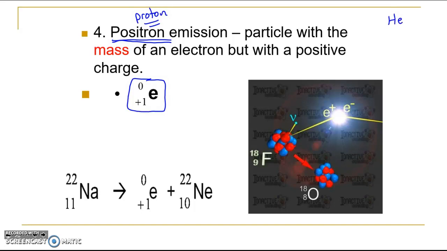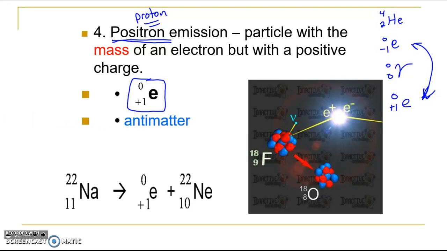Let's go through them again. An alpha particle, 4,2, that's helium. A beta particle is 0, -1. Oh, that's a terrible symbol. Let me fix that. Gamma radiation is 0, 0. And here we have positron, 0 and +1. So you'll notice that it looks a little bit like beta, but a little bit different.